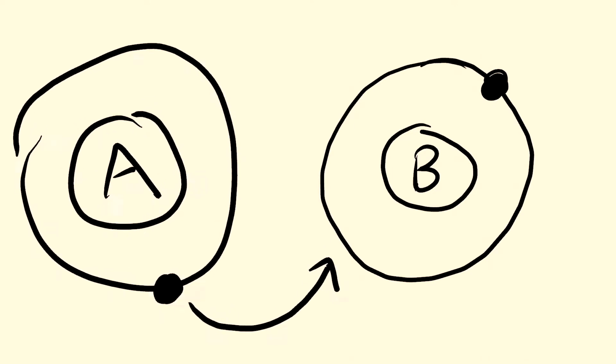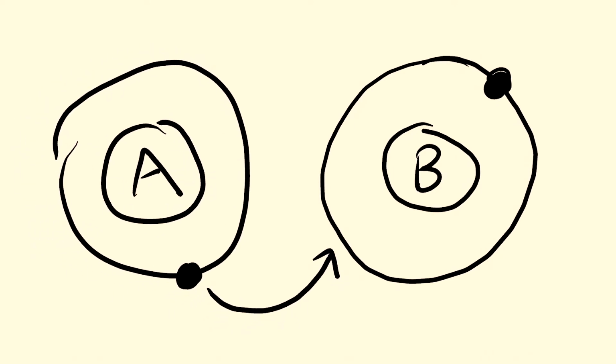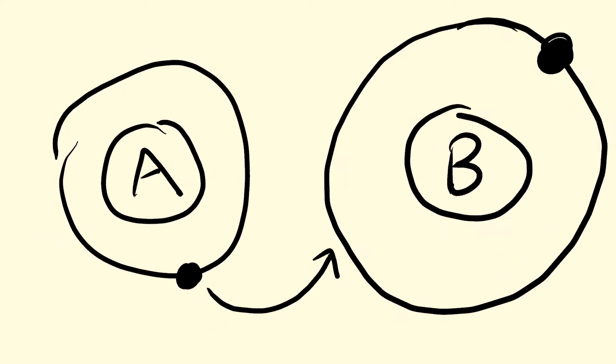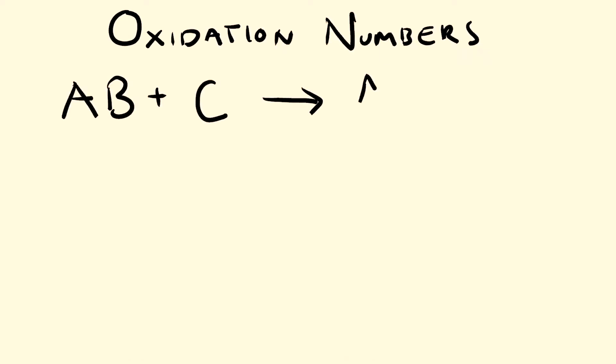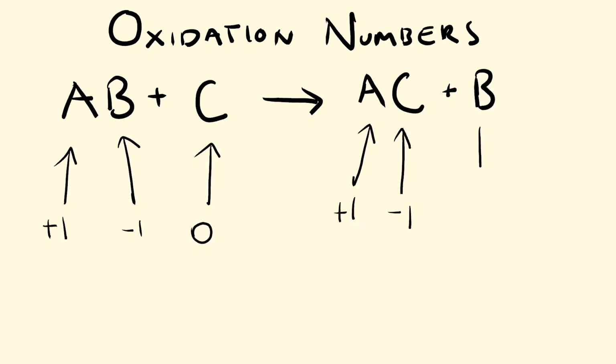In order for this to occur, one reactant species needs to donate one or more electrons and the other needs to receive them. To identify that this is occurring, oxidation numbers are assigned to each species in the reaction. These are somewhat arbitrary numbers which represent the species' affinity to electrons.